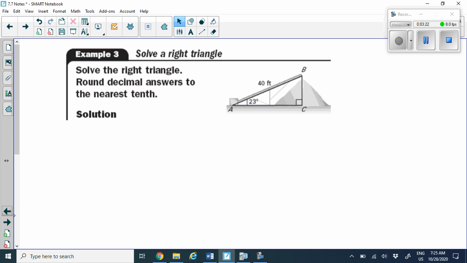So we're going to solve the right triangle, and it does tell us we're going to round any decimal answers that we get to the nearest tenth. Okay, so notice here what we are going to solve for. Now, on the homework assignment, it will just tell you what you're going to solve for, so that's going to be a little bit easier. So here we're going to solve for, it looks like, one angle and two sides.